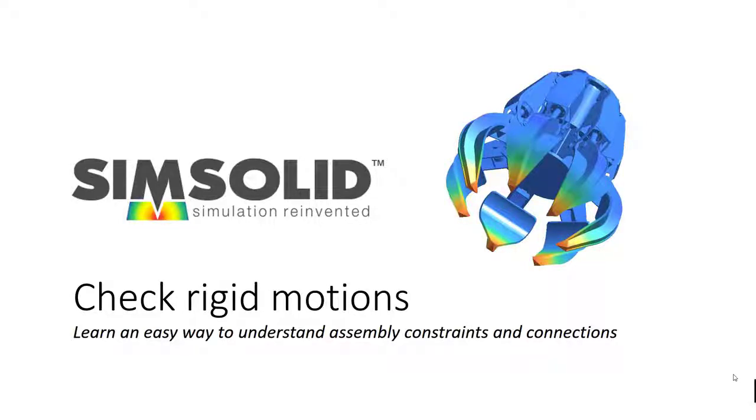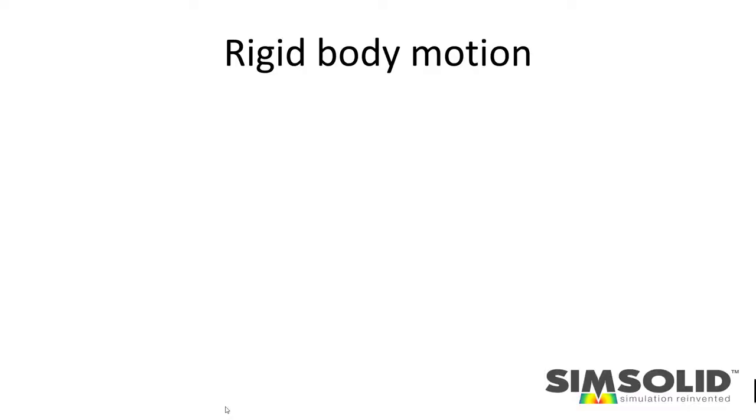Hi everyone, this is a quick video that shows an easy way to diagnose assembly constraints and connection problems in SimSolid. One very common problem with assemblies in general is trying to understand if there's any movement that's possible, like a mechanism or something like that. Make sure your model's properly constrained.